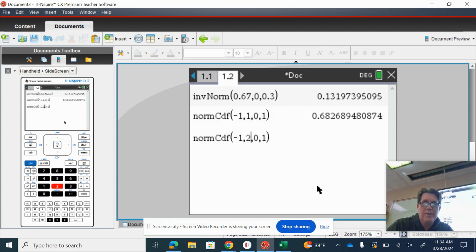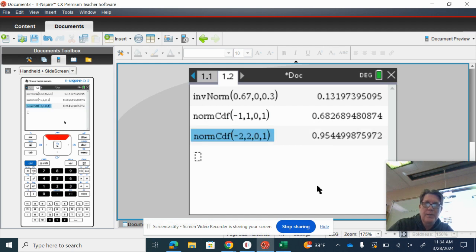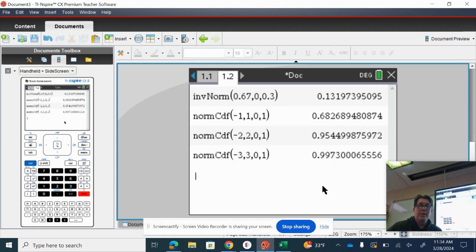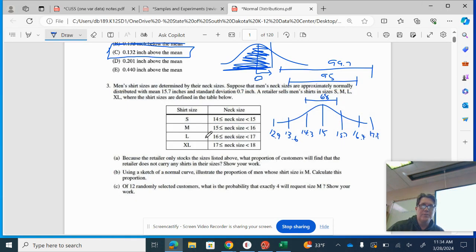You can go from -2 to 2, and you can find that's 95%. And you can go from -3 to 3, and find that's 99.7. Okay, so you should be able to remember those. If it asks you to explain using the empirical rule, or the 68, 95, 99.7 rule, you need to be able to do that.